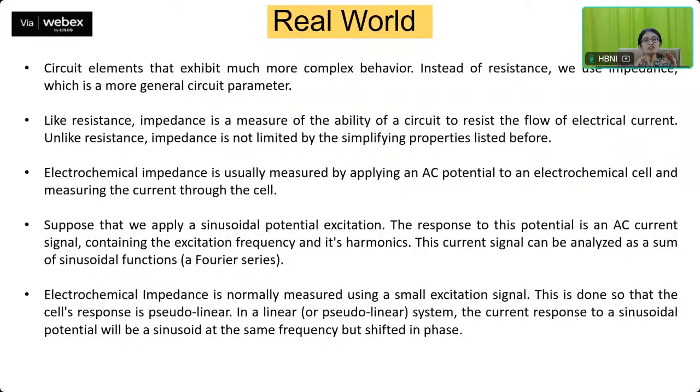So electrochemical impedance is normally measured using a small excitation signal. The reason is what was just discussed previously. Instead of having a complicated Fourier series, when you have a very small excitation signal, you have a cell response which is pseudo-linear. So what happens if it is pseudo-linear? In a linear or pseudo-linear system, the current response to a sinusoidal potential will be a sinusoid at the same frequency, but shifted in phase. So you'll find a phase shift, but you don't have the entire harmonics and the entire Fourier series coming. So your analysis becomes a little easier.